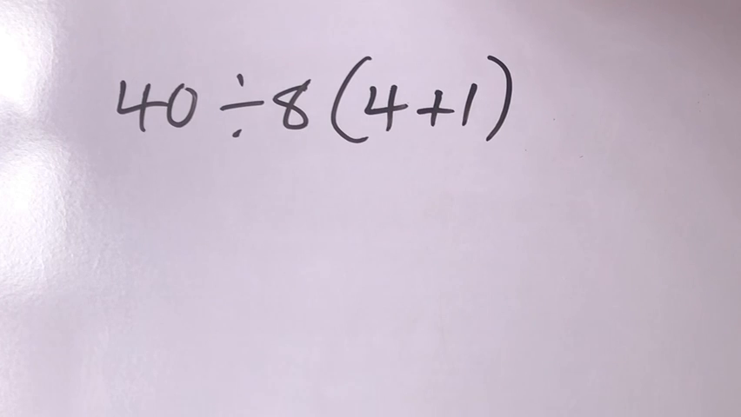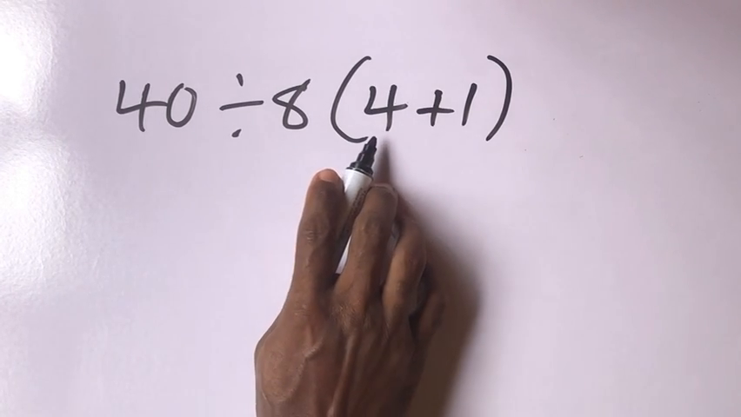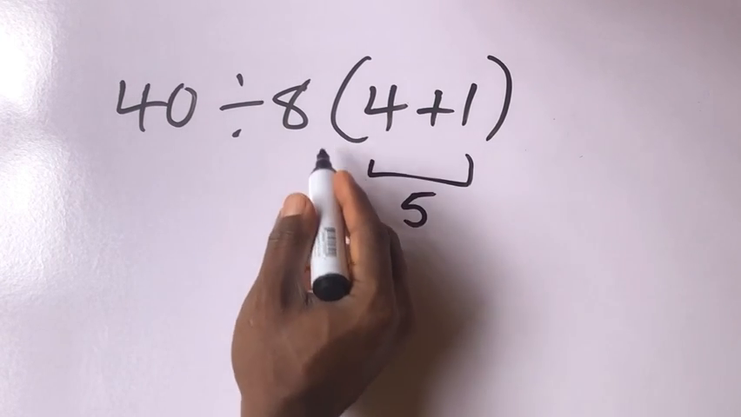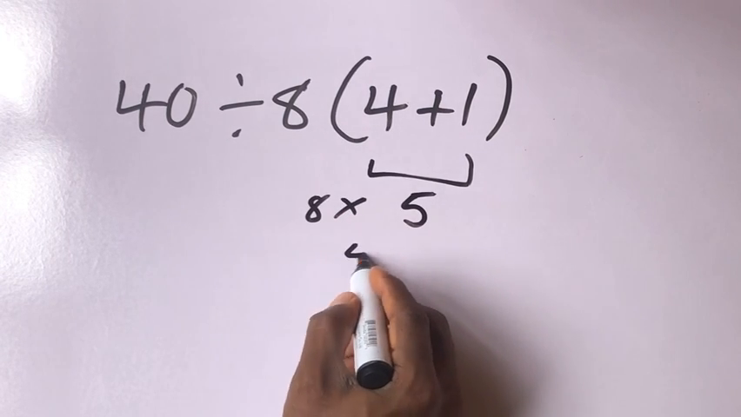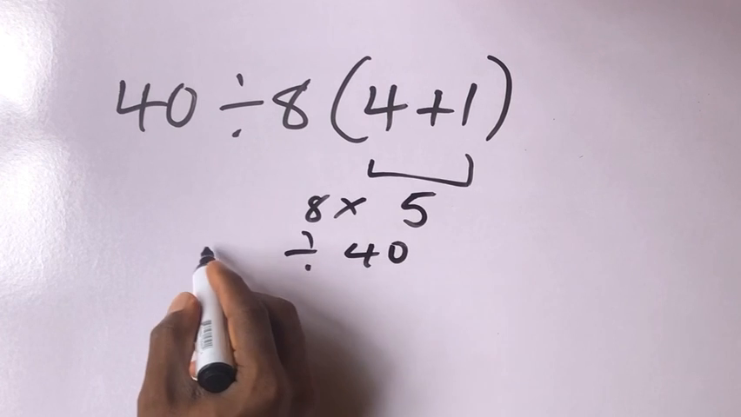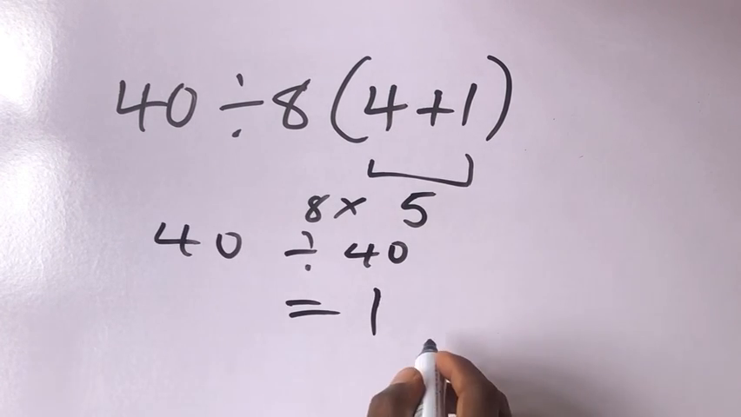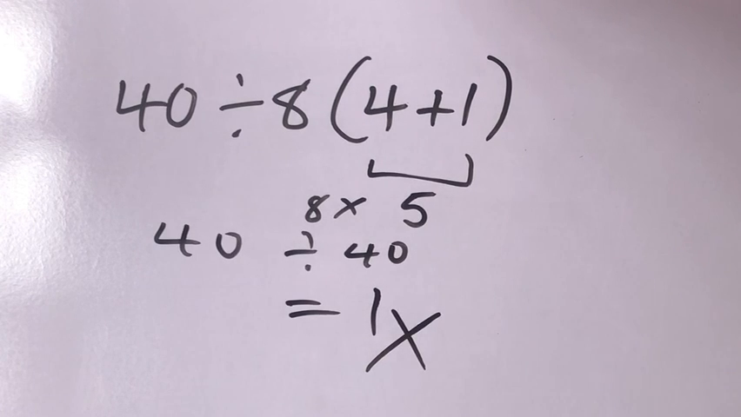Let's solve this math. 4 plus 1 is what? 5. 5 times 8 is what? 40. Divide by this 40, which is equal to 1. But this answer is not correct.